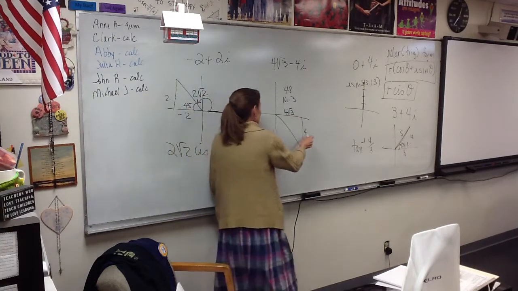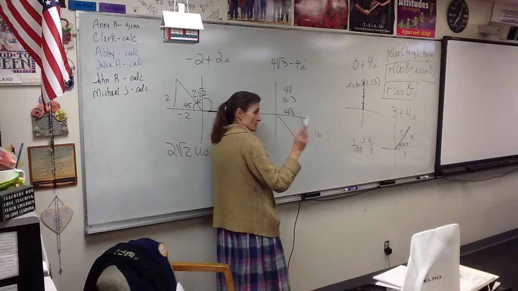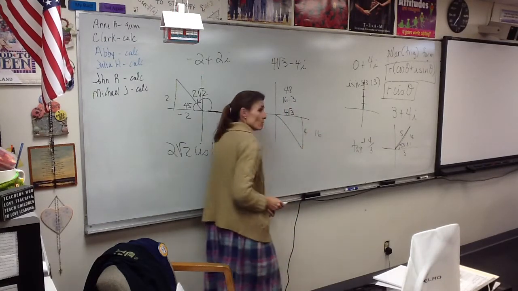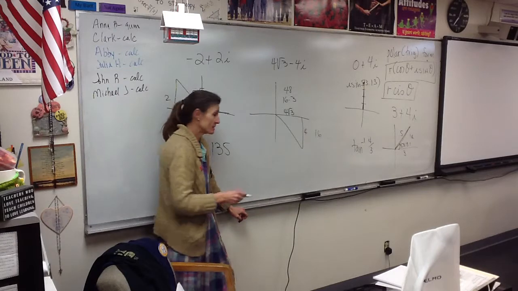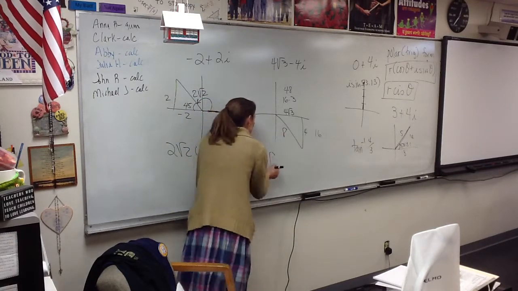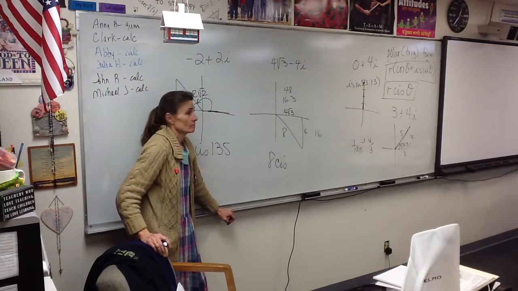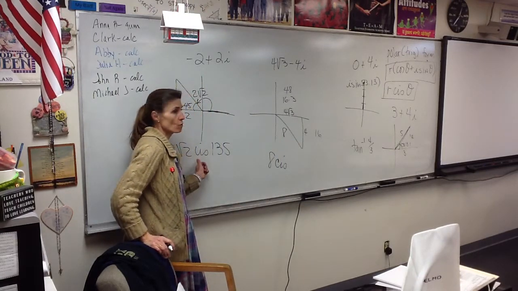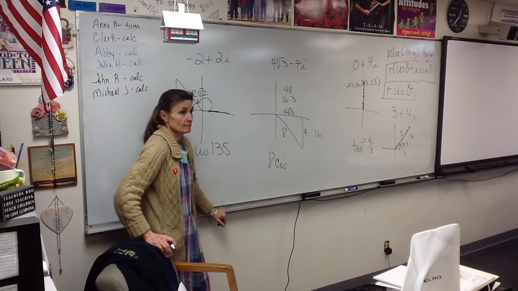Now, what do you get when you square this one? 16. So now we're going to add 48 and 16, and we get 64, and the square root of 64 is 8. So my radius is 8. Remember, I'm writing it in polar form, so I need my CIS. So I have 8 CIS.